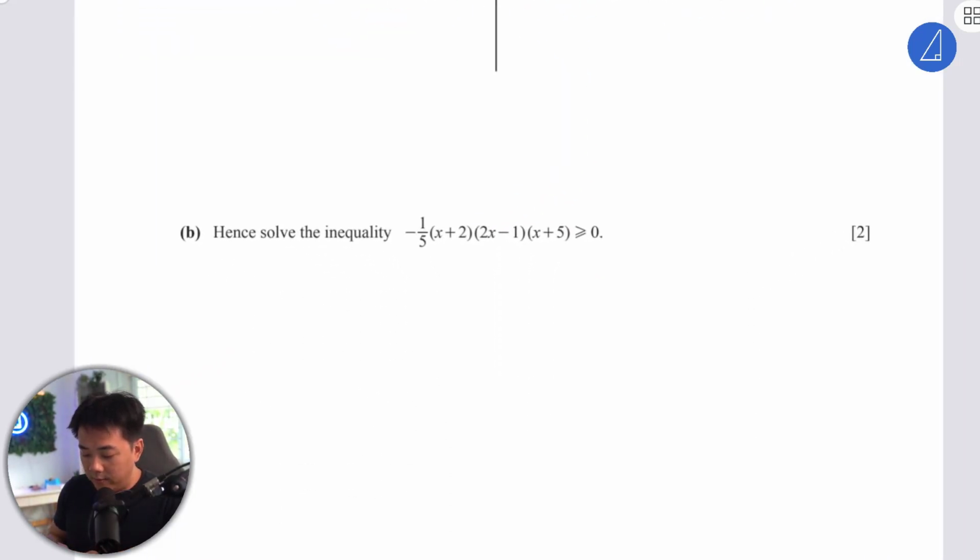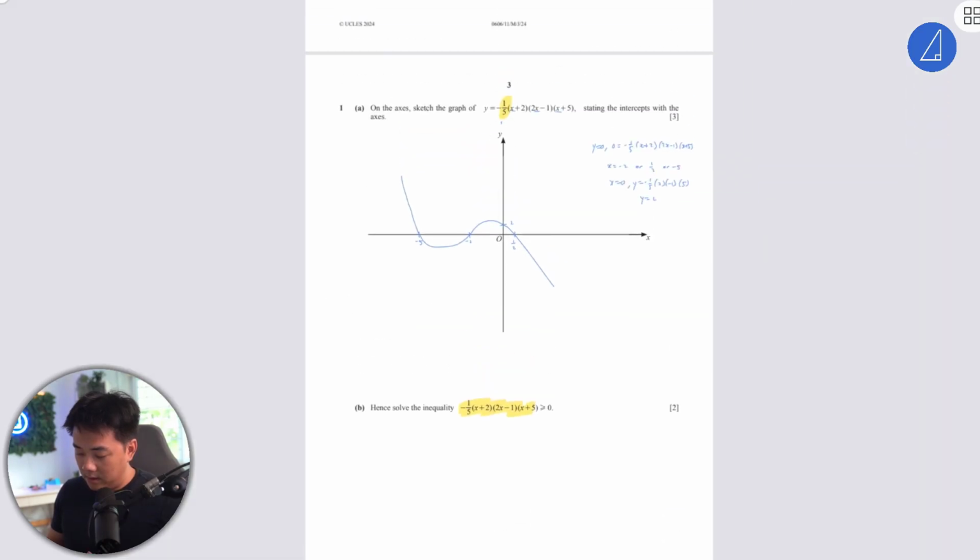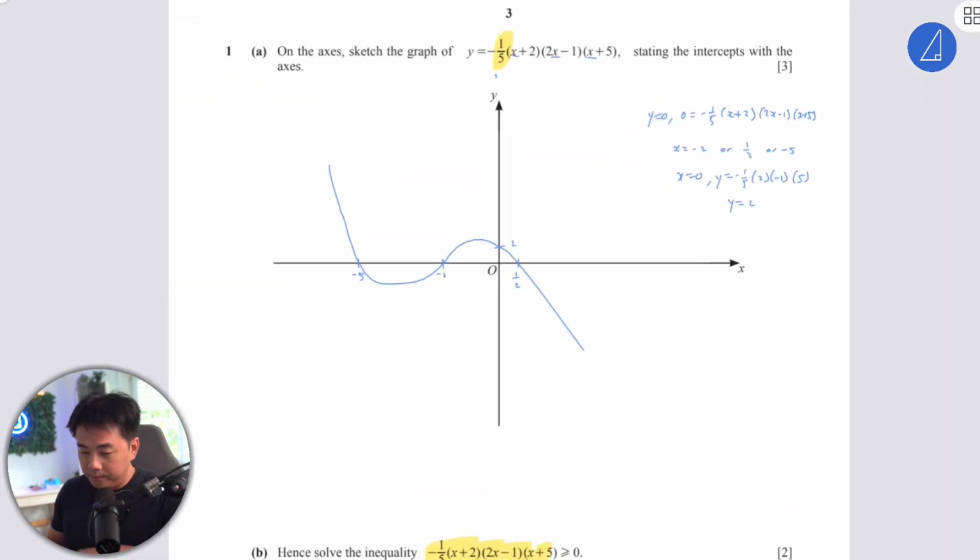So let's look at part B. Hence solve this inequality where this cubic function is more than or equal to 0. If you look at this graph here, anything above the x-axis will be y bigger than 0, everything below will be y less than 0, and y equals 0 on the x-axis.